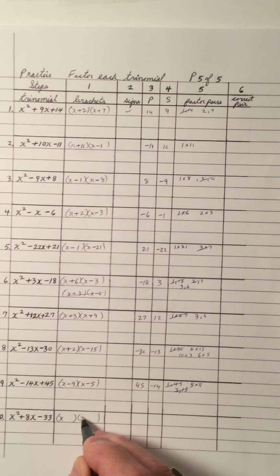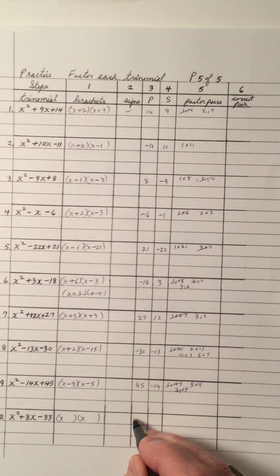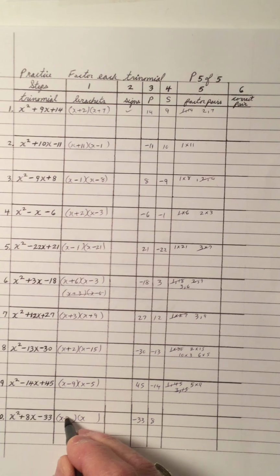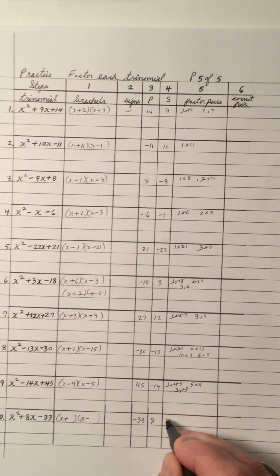And number 10, I have a double bracket, binomial. I put an x in each because it gives me x squared when I multiply. And the product is negative 33. Sum is 8. So if the product is negative, I'm guaranteed to have a plus and a minus when I multiply. So 33 are the factors.